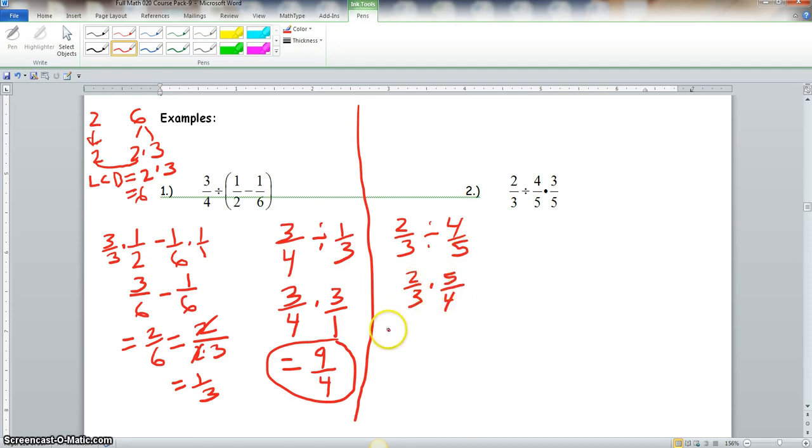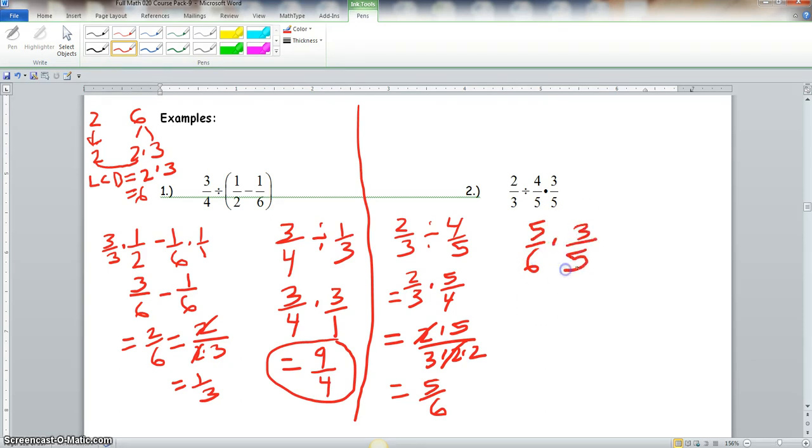Now we would take the prime factorization of these numbers. 2 is already prime, and 5 is prime. And our denominator, 3 is prime, and 4 breaks down to 2 times 2, because we know the prime factorization of 4 is 2 and 2. Now we can simplify out these 2's, and we'll be left with 5/6. So now we take this 5/6, and we multiply it by this 3/5.